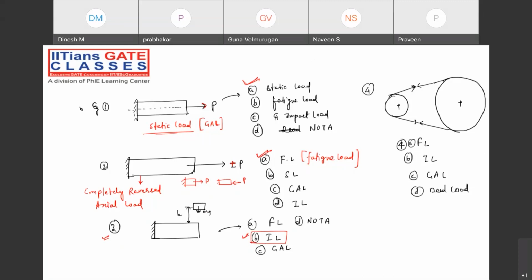Impact loading. In power transmission through a pulley, you know that there is a tension side and a slack side. What is happening? It's a fluctuating load. It is fluctuating from T1 to T2. That means the magnitude is not constant. Here the magnitude of the load is changing. Yes or no, guys?